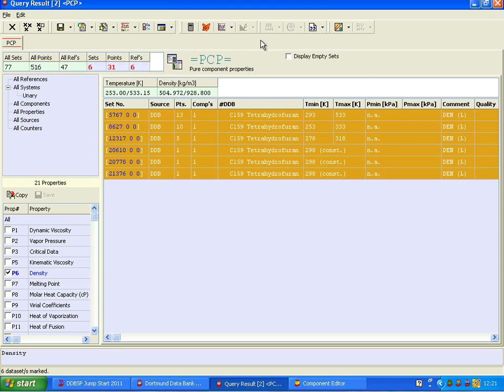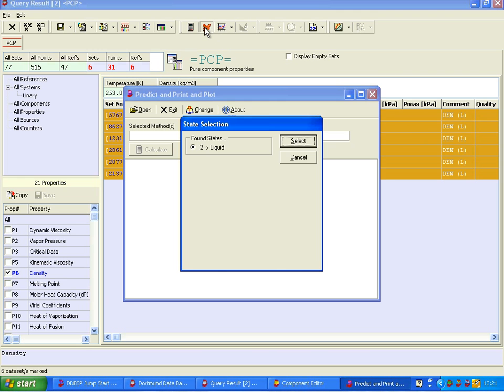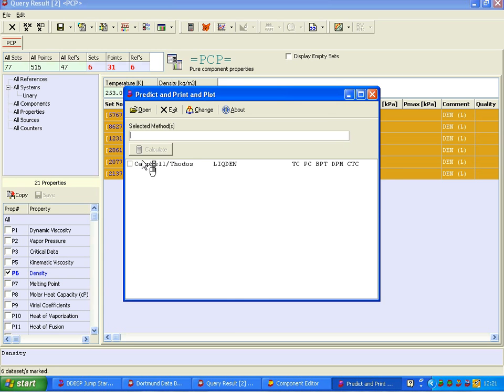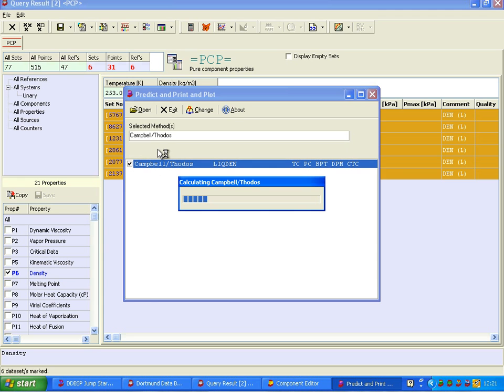like in the Explorer, like you mark files. I go to predict. It found that they're all in the liquid state. Temperature versus density for the axis is okay. And here is only method Campbell Thodos. In the full version you would have more methods.